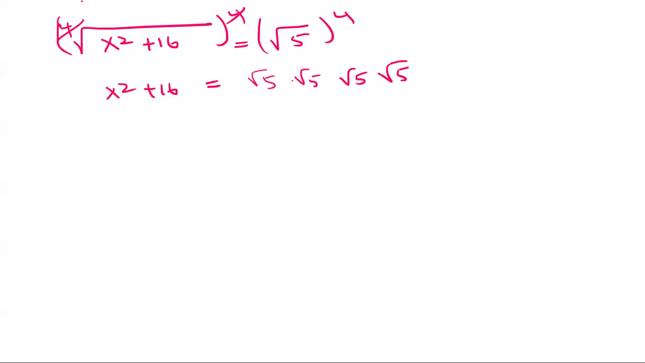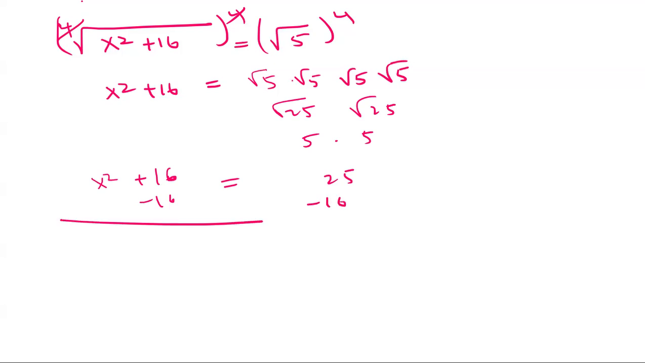But radical 5 times radical 5 is radical 25, and radical 5 times radical 5 is radical 25. And radical 25 is 5, and radical 25 is 5. So 5 times 5 gives us 25. Again, I'll show you a different way in a minute. Then we have x squared plus 16, so we subtract 16 on both sides. That cancels. So we have 25 minus 16, which gives us 9.